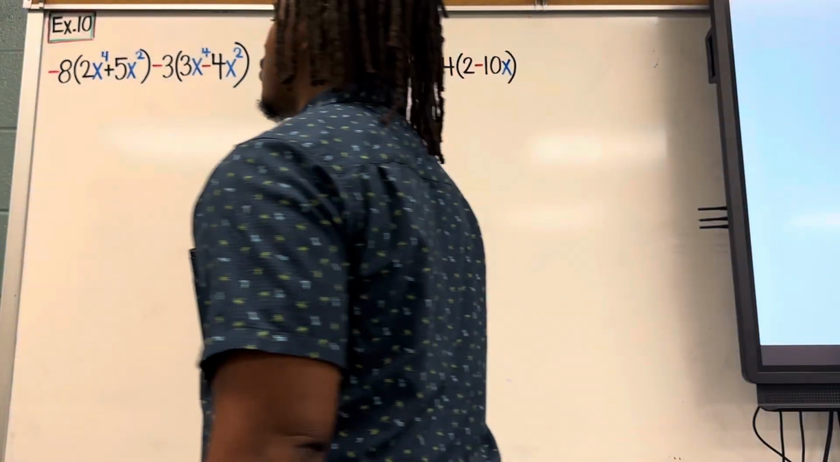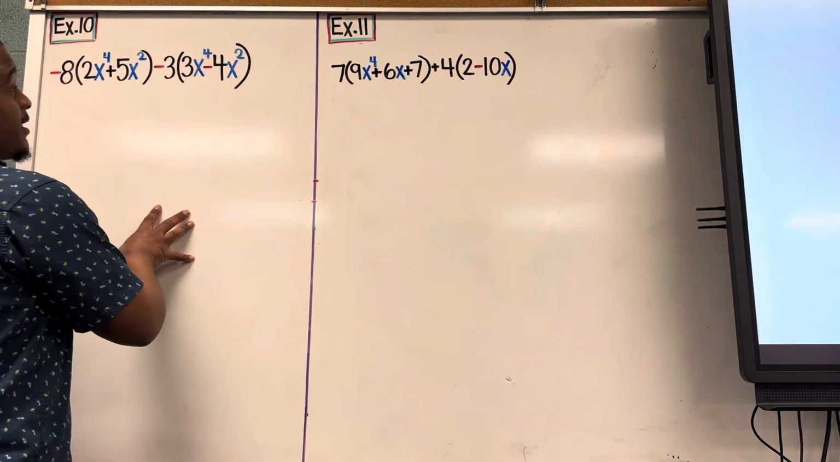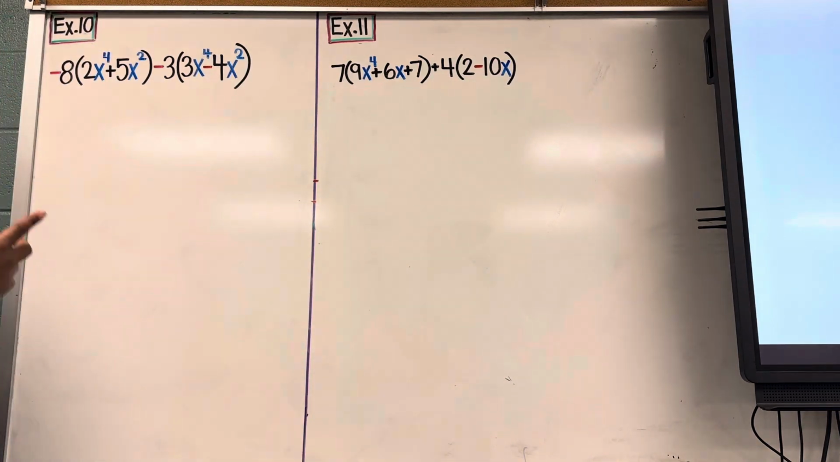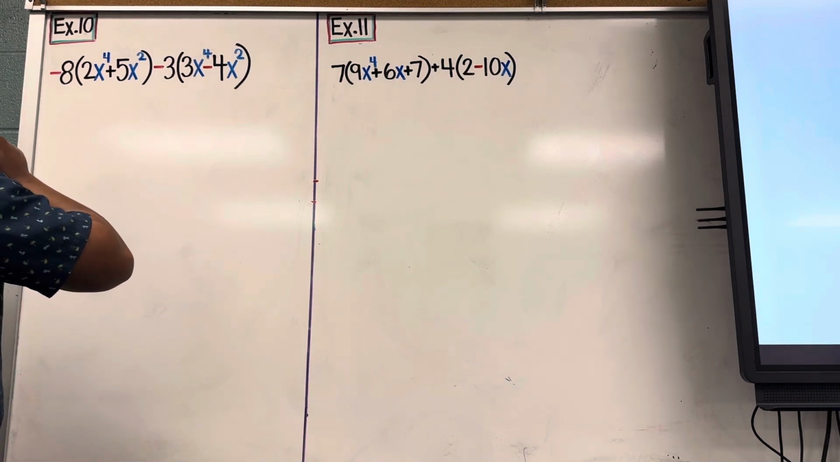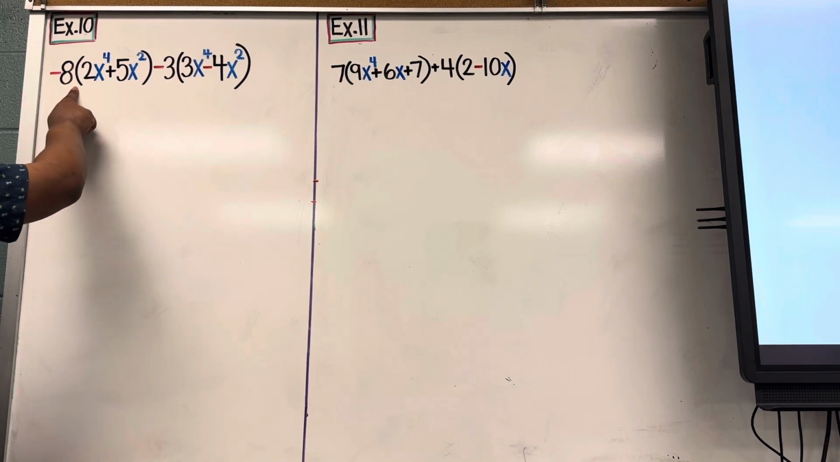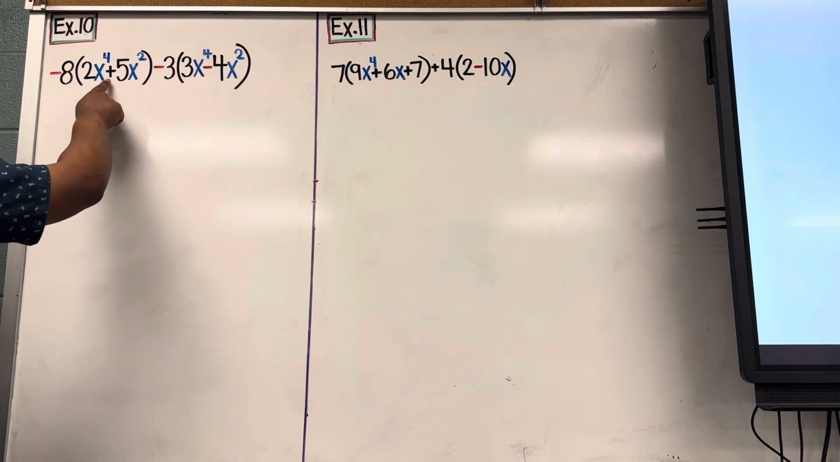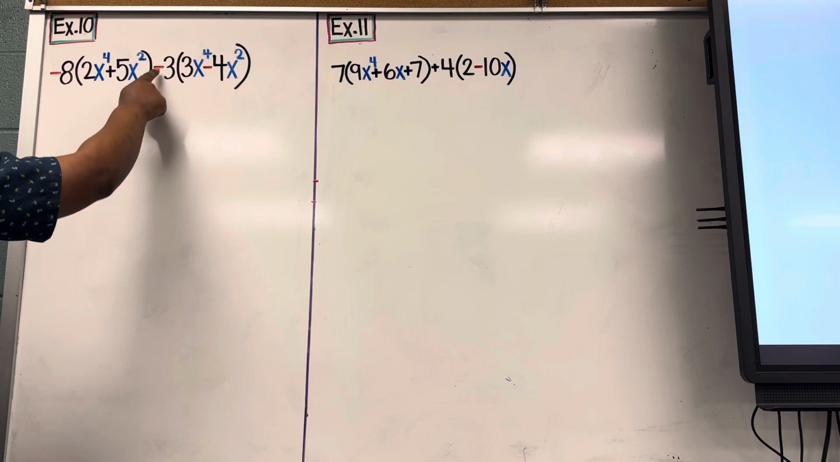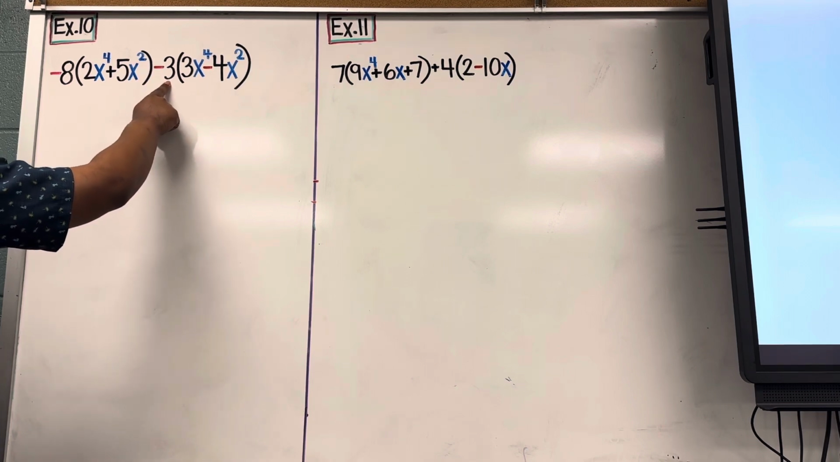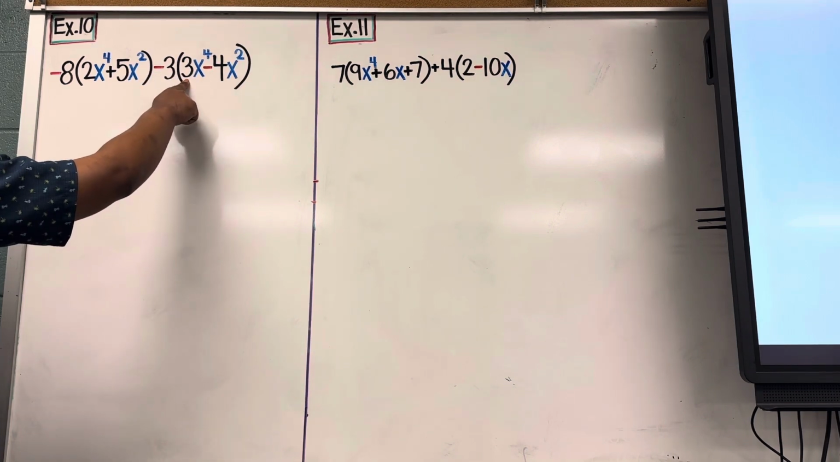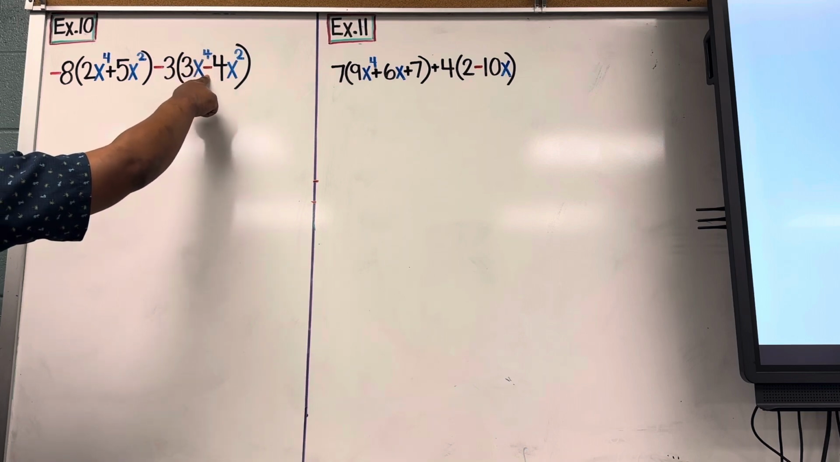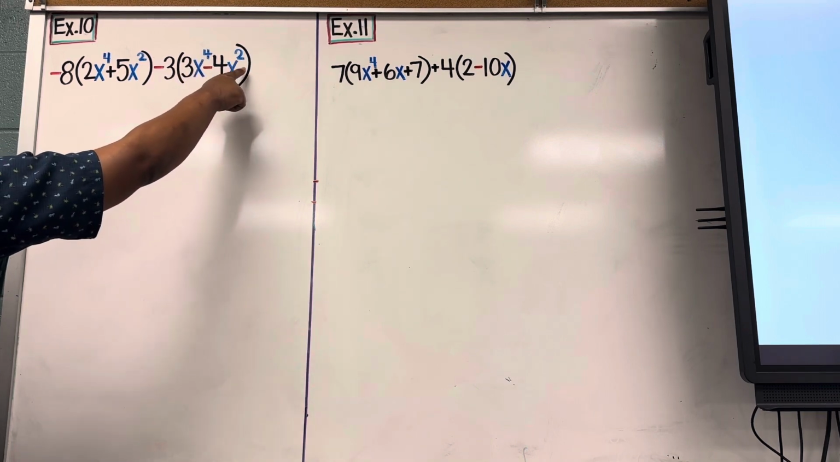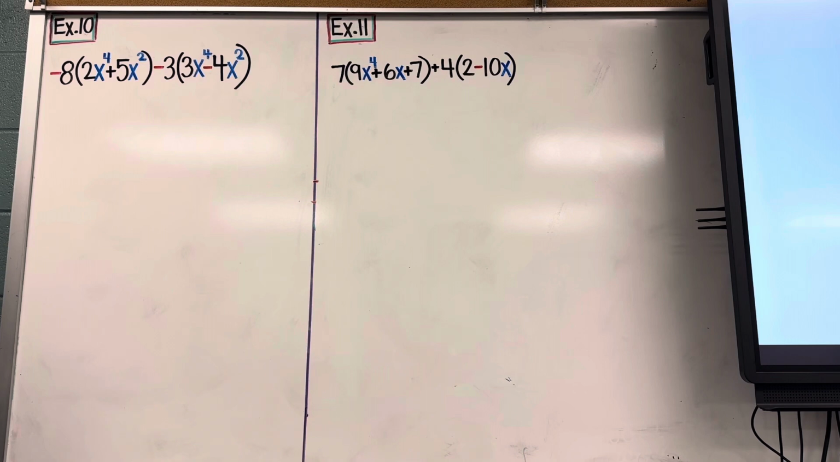Today, guys, real quick, I want to go over example 10 and example 11 of how to add, subtract, multiply, and simplify polynomial expressions. Okay? So let's look at example 10. We have negative 8 times parentheses 2x to the fourth power plus 5x to the second power, parentheses close, minus 3 times parentheses 3x to the fourth power minus 4x to the second power, parentheses closed, okay?